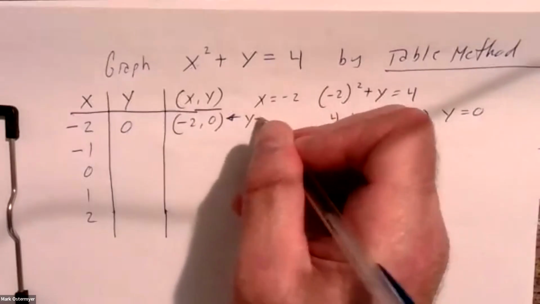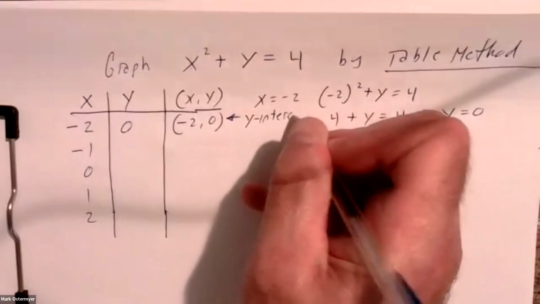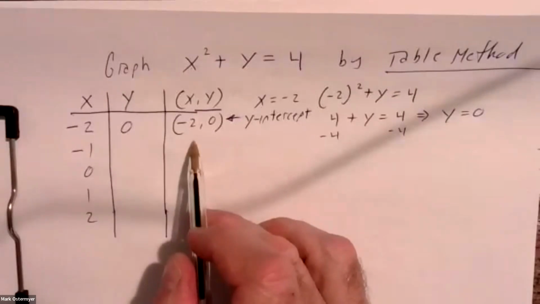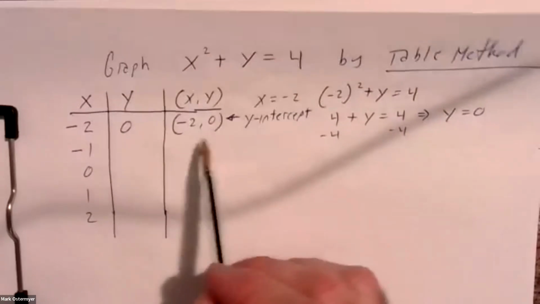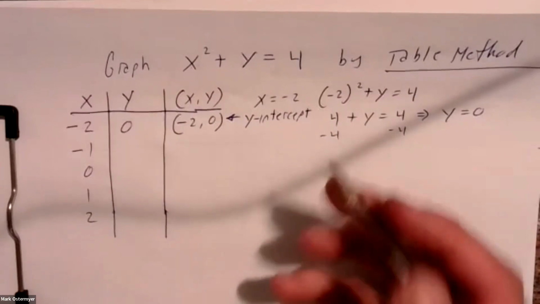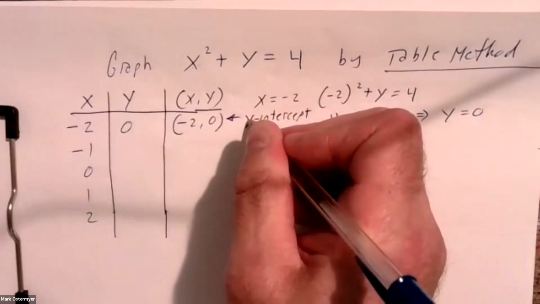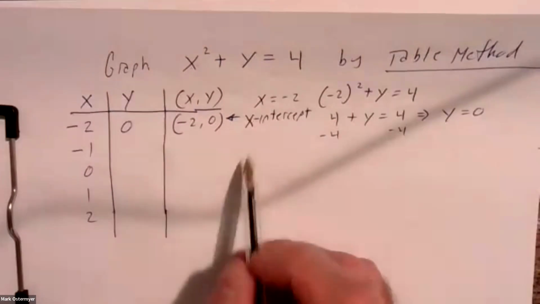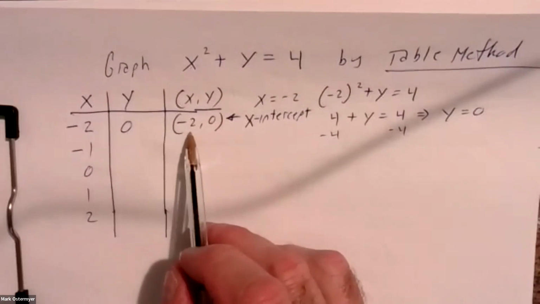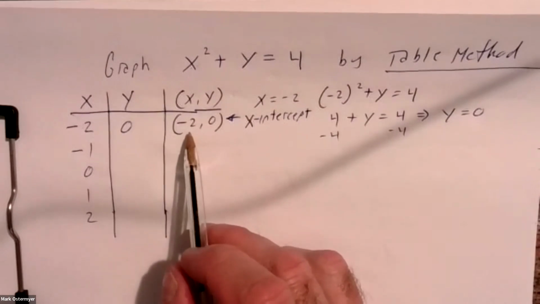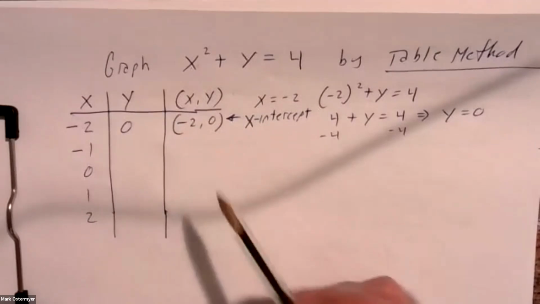A y-intercept. I don't know if that rings a bell or not. It's a point of intersection between the graph of this equation and the y-axis. That's not right. I have that wrong. It's the x-intercept. All right, so this is an x-intercept because this is a point that lies on the x-axis. So it's a point of intersection between the graph of this equation and the x-axis.